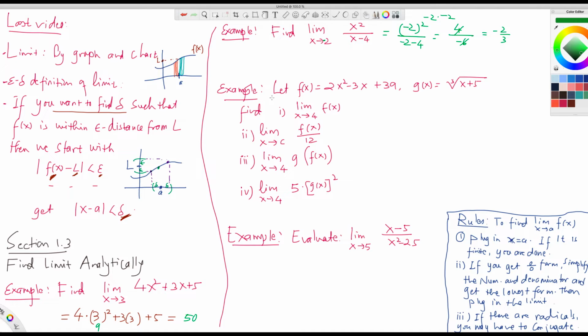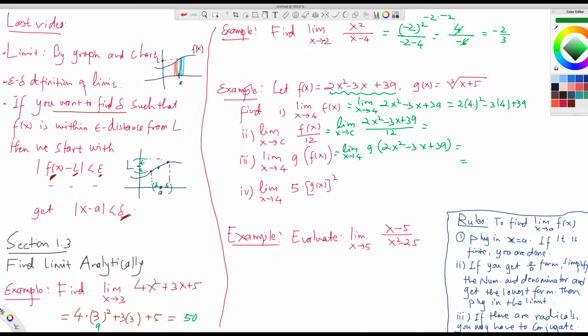All right, let us do this example. Let f(x) be 2x squared minus 3x plus 39 and g(x) be the cube root of x plus 5. Now you want to find the limit as x tends to 4 of f(x). How do I do that? It is the limit as x tends to 4 of f(x), which is just plugging in the values, 2x squared minus 3x plus 39, right? Now you plug in 4 for x. So you will get 2 times 4 squared minus 3 times 4 plus 39. You see that? So how much is that?